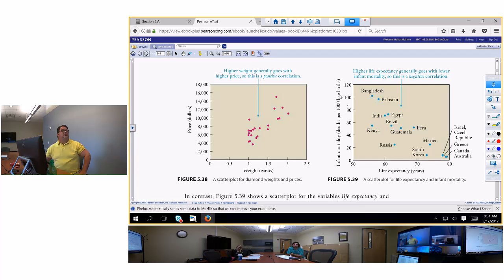Bangladesh, they have 1,000 infant deaths for every... Higher life expectancy generally goes with lower infant mortality. Well, yeah, that's so. In Greece, they do not have a high infant mortality, and they have a high life expectancy, so that's a negative correlation. Bangladesh, you don't have a chance. If you don't die when you're born, you don't live till you're, what, 58? Pakistan's not much better.